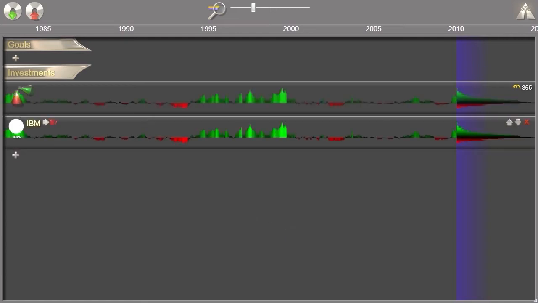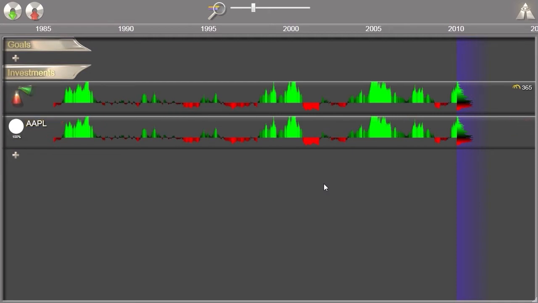I'd like to show you Apple Computer, which is the symbol AAPL. The program quickly loads the entire history of Apple Computer, and we are looking at its 365-day or yearly returns. The green areas here show when Apple is making money that year, and the red areas are when it's losing money. I like to tell the program to invest $10,000 for me.